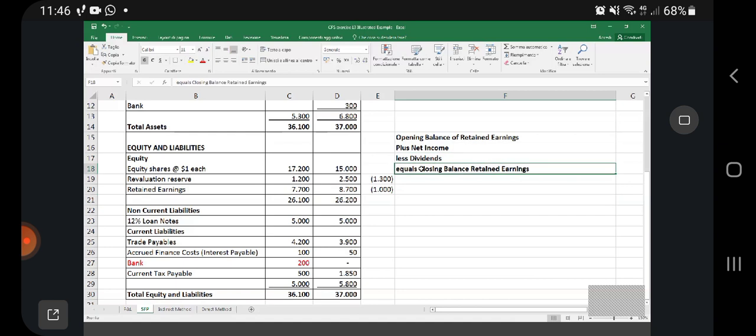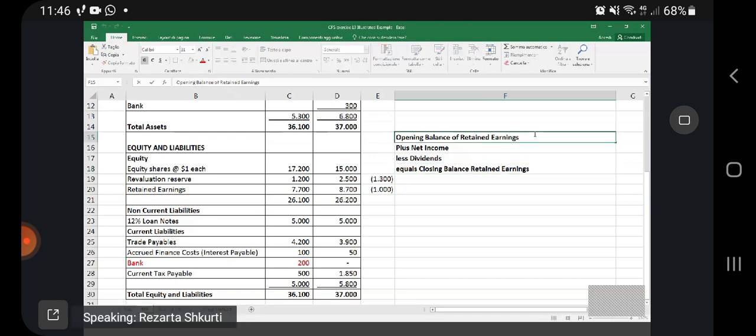Can we make all the calculations here? Remember, the dividends, I will need that amount when I prepare the financing activities of the cash flow statement, because I need to account for the dividends paid. So let's account for that right now. How much dividend did we pay? The opening balance of retained earnings was 8,700, right?